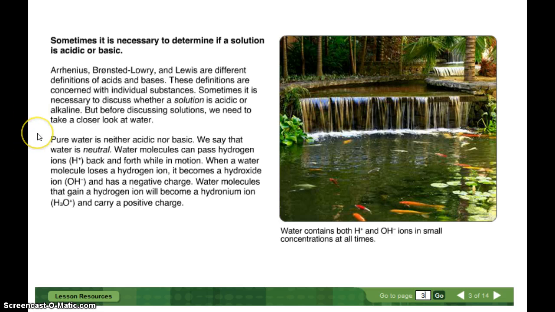Pure water is neither acidic nor basic. We say that water is neutral. Water molecules can pass hydrogen ions, H+, back and forth while in motion. When a water molecule loses a hydrogen ion, it becomes a hydroxide ion, OH negative, and has a negative charge. Water molecules that gain a hydrogen ion will become a hydronium ion, H3O+, and carry a positive charge.